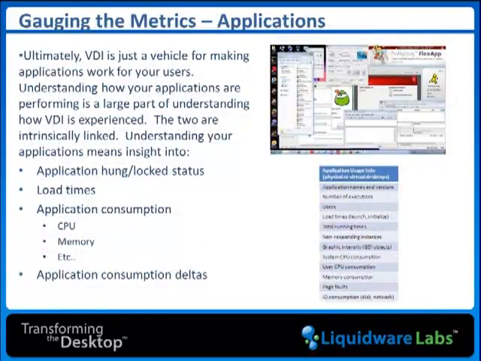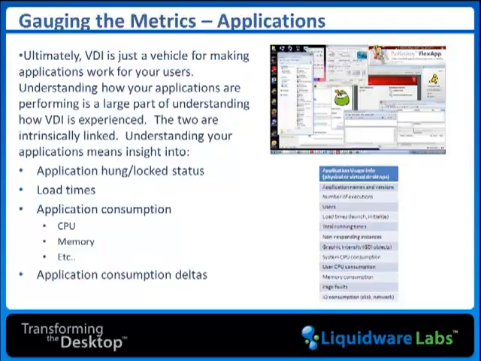Next, we're going to talk about the fifth and final area of VDI, which is applications. Now, I would argue that this is the most important piece of VDI. The reason is that VDI is just a vehicle for making applications work for your users. Understanding how your applications are performing is a large part of understanding how VDI is experienced. The two are intrinsically linked.